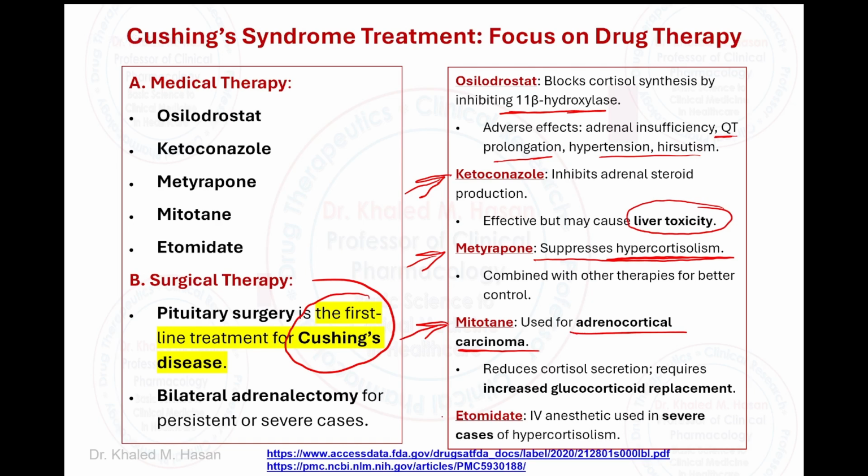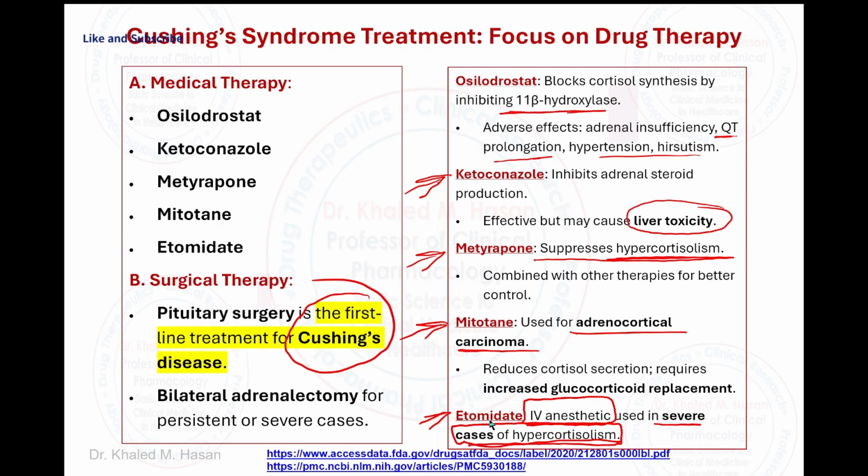And the last one will be etomidate, an IV anesthetic. This does not belong to the cortisone class. It has nothing to do with cortisone synthesis inhibition or receptor action. So if the patient suffers from severe hypercortisolism and does not respond to the traditional treatment, this is a resort treatment for us, an IV anesthetic used for severe cases of hypercortisolism.